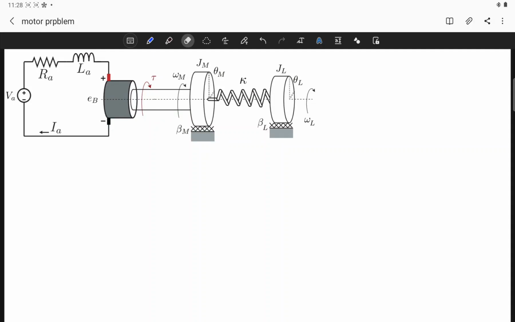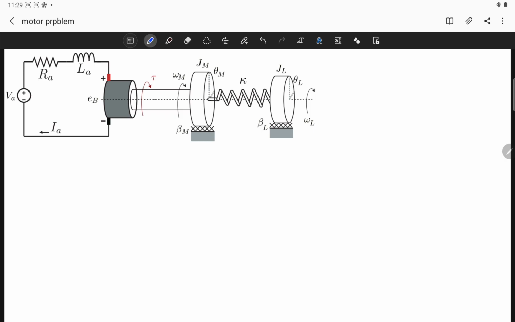Hi, in this video I will show an example problem which is an electromechanical system. It has an armature-controlled DC motor. It has two inertias and these inertias are connected through a torsional spring. Both inertias are affected by two viscous dampers. They directly affect these dampers from the ground.